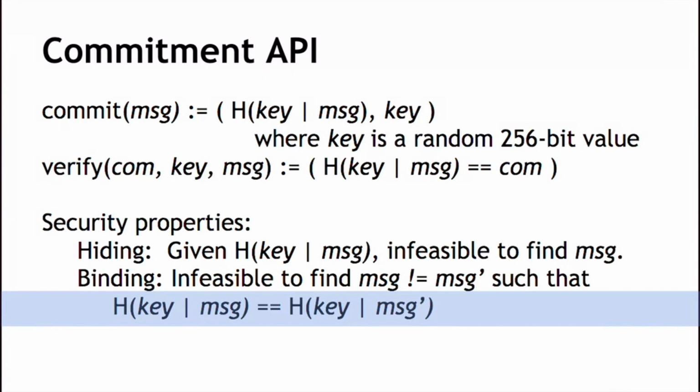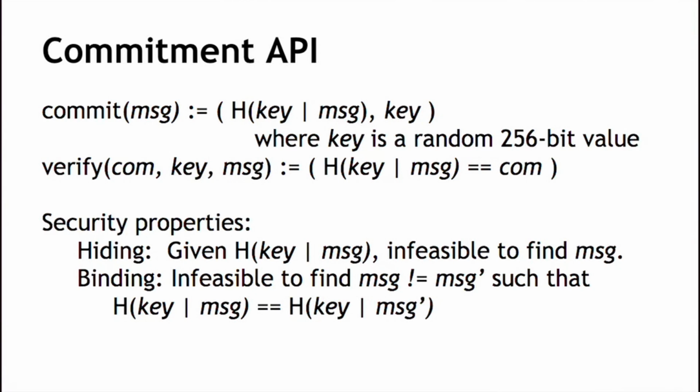Okay, so now what these properties become, the first one is given the hash of key concatenated with message, it's infeasible to find message. Well, it turns out that that's exactly the hiding property that we talked about before. Key was chosen as a random 256-bit value, and therefore the hiding property says that if we take the message and we put before it something that was chosen from a very spread out distribution, like I said, a random 256-bit value, then it's infeasible to find the message. So this is exactly the hiding property.